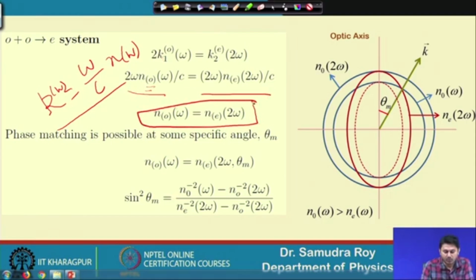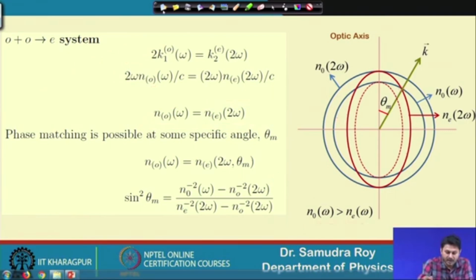we have the expression where we can see that the ordinary refractive index of frequency omega is matching with the extraordinary refractive index of frequency 2 omega. So, exactly this is the figure that we are looking for. For this kind of phase matching, theta_m one can easily figure out, and that is the value of theta_m. We have also derived this value, and this is happening for this kind of crystal where n_o is greater than n_e. So, what happened for the OO to E system we understood.